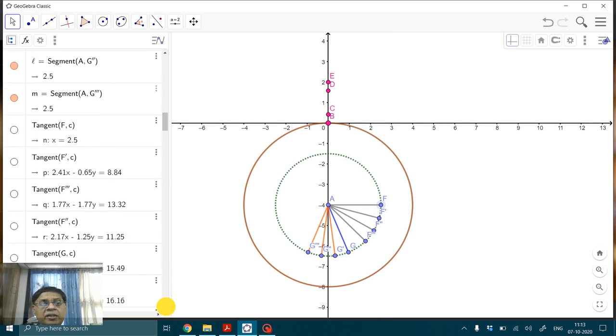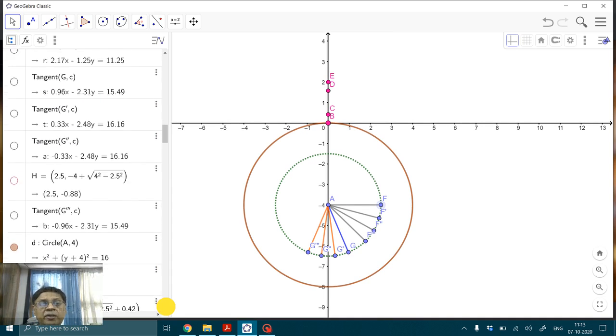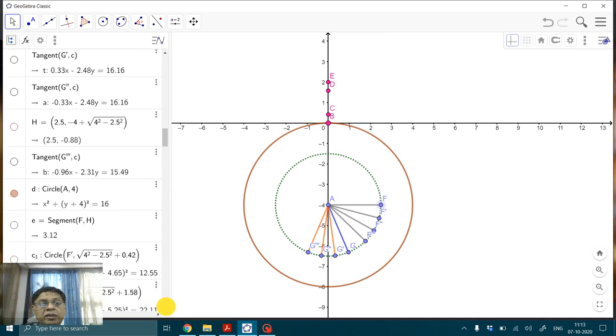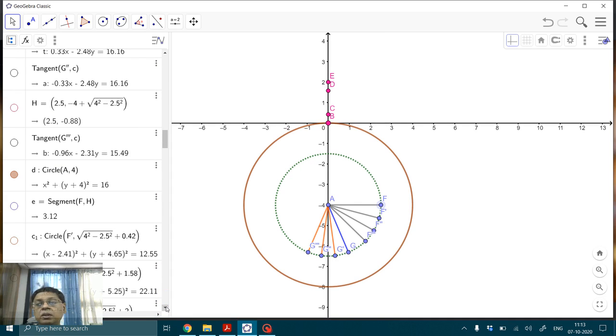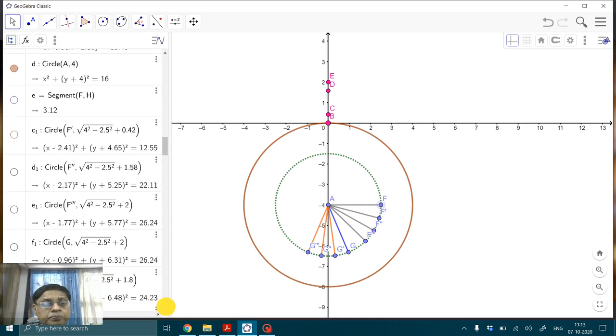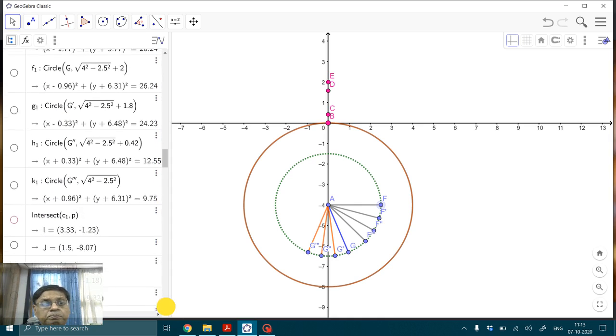And for each of these, I can draw a tangent. And then finally, I'm going to look at the various segments that we have. Let me highlight those.